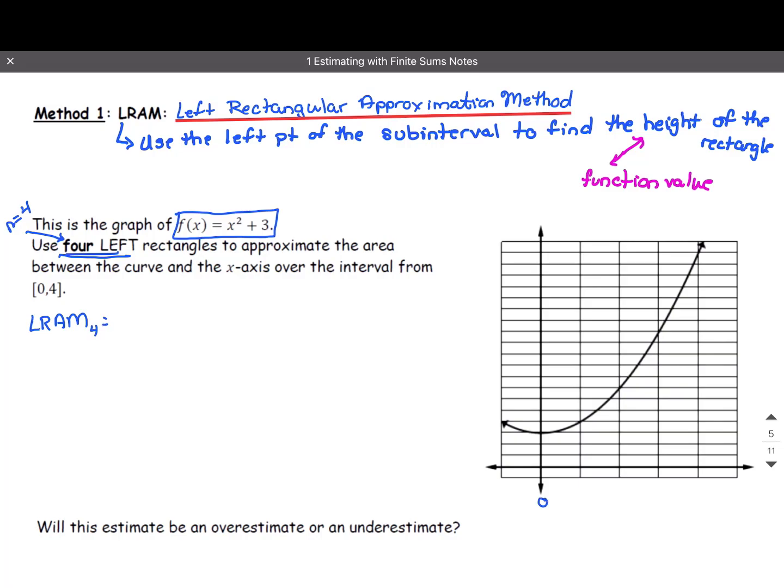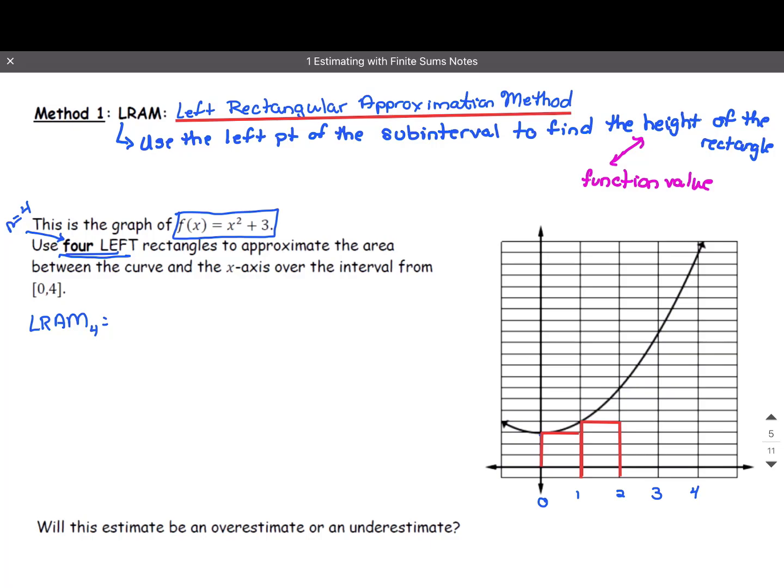We have from 0, 1, 2, 3, 4. Now between 0 and 1, the number on the left is 0. So we use the 0 to find the height of the curve. And then we follow that across to the end of the subinterval and finish our rectangle. Now between 1 and 2, 1 is on the left, so we use 1 to find the height of the rectangle and bring that over to the end of the interval, which is at 2.